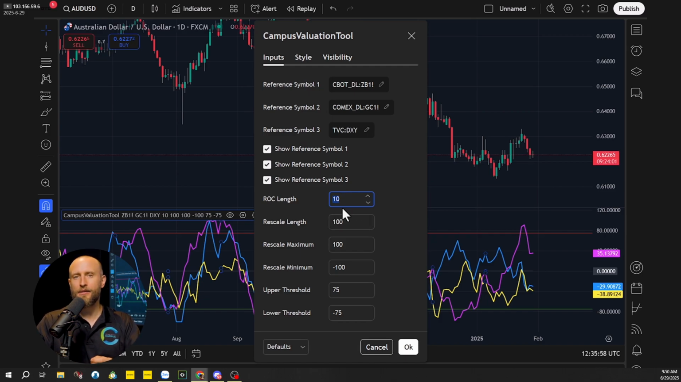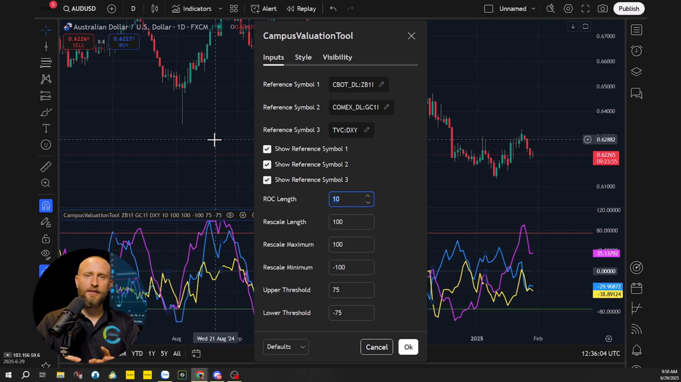So 30 days being 1 month. Now, because we're looking at a currency, we learned already in the lesson that for currencies, it makes most sense to look at the valuation versus the dollar. So let me go ahead and hide the valuation versus gold and the interest rates just to declutter the chart a bit and make it less confusing.